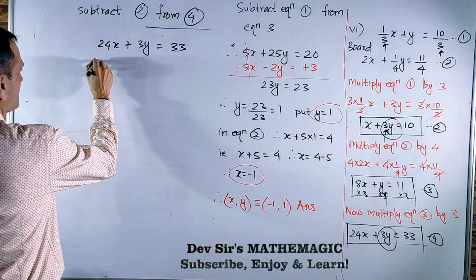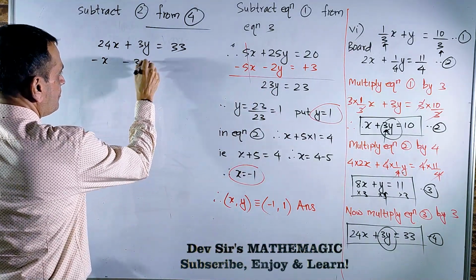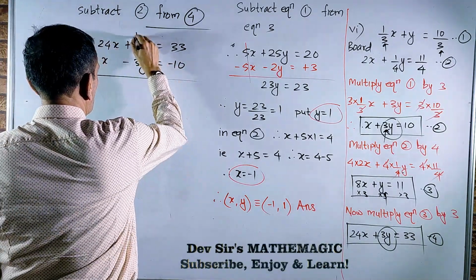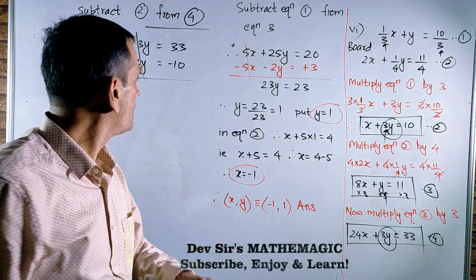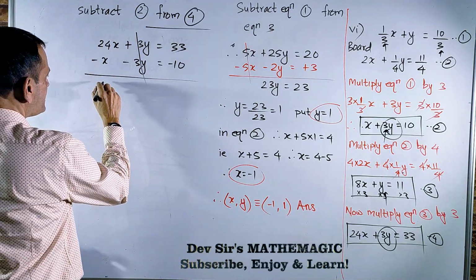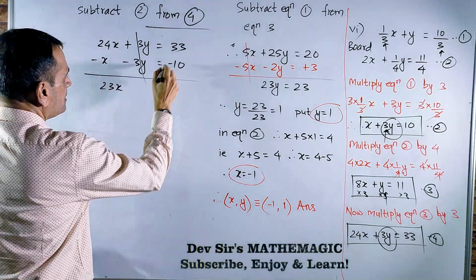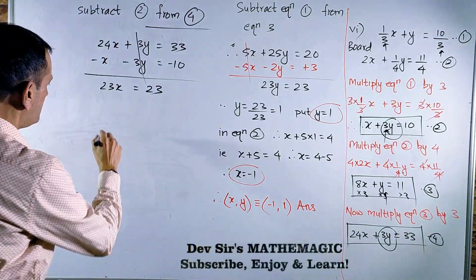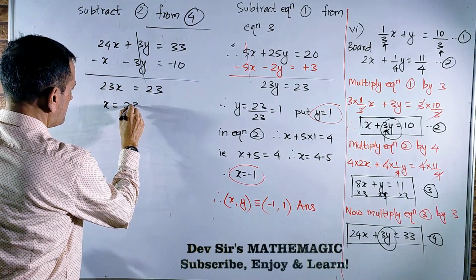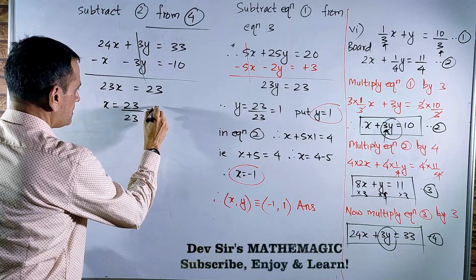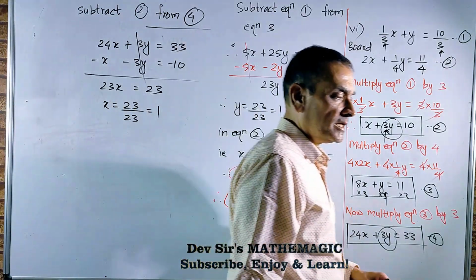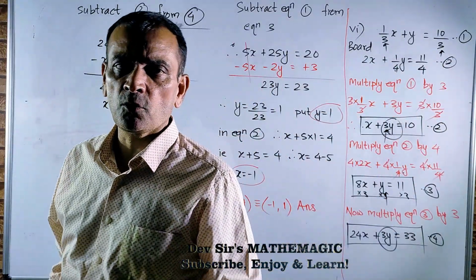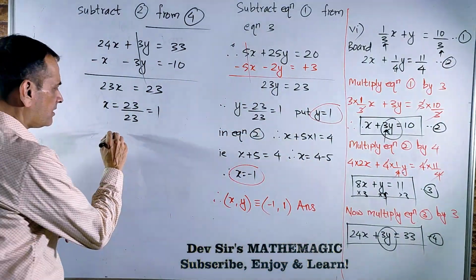So minus x, minus 3y. 24x minus x, 23x. 33 minus 10, 23. Again you get 23 upon 23. Like in the earlier case, same answer. x is equal to 23 upon 23, x equal to 1.